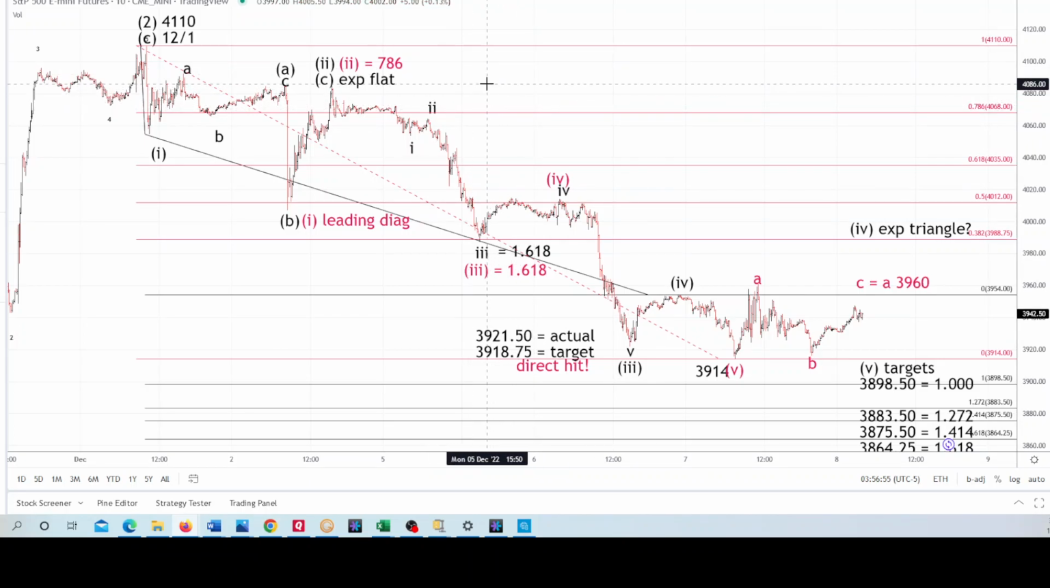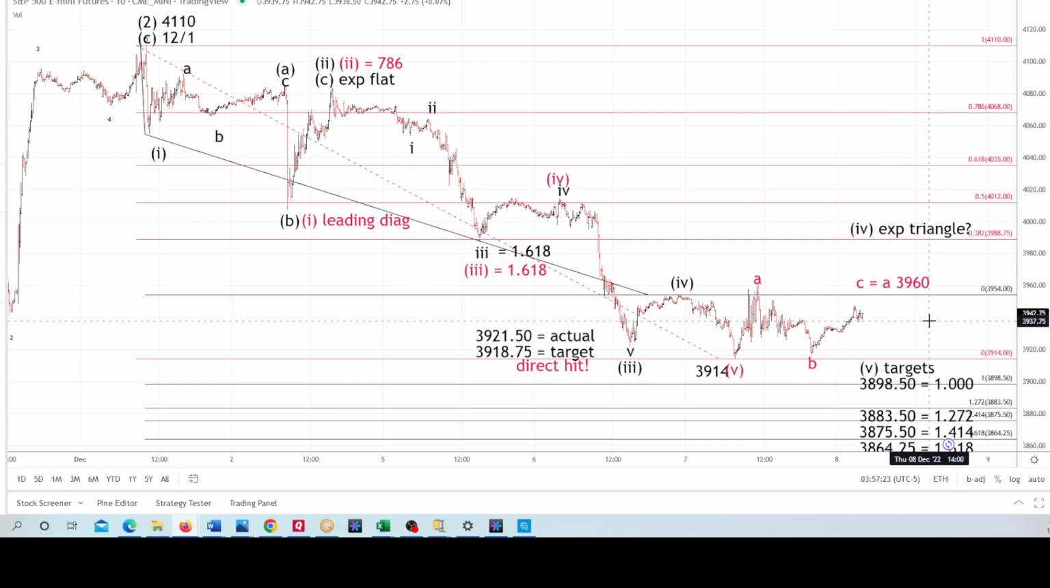It's almost laughable. I apologize for laughing, but here's that 786 retrace, one up, one down, two up. Three was a near perfect 1618. There's four, and there's five right there. Now we've got an A up, a B down, and a C up. C equals A at 3960. Here are our other targets. I have a pic of that, or I can show that in the newsletter. And here are our 5 targets in black still.